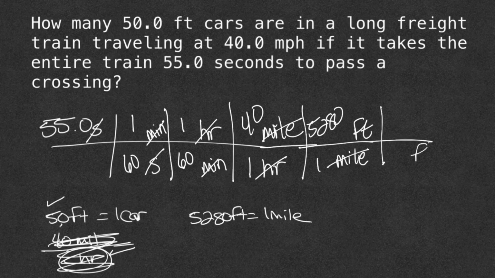So I'm going to bring feet on bottom. 50 goes with feet. 1 car would go on top. Feet cancel. I'm left with cars. How many cars? I'm ready to put this in the calculator.